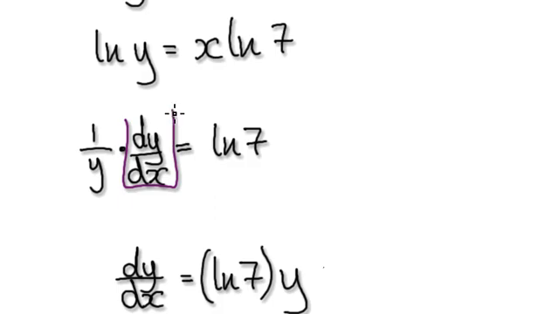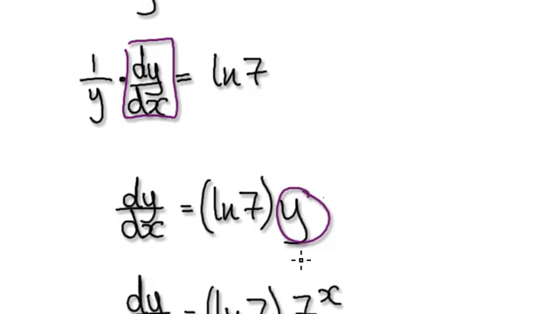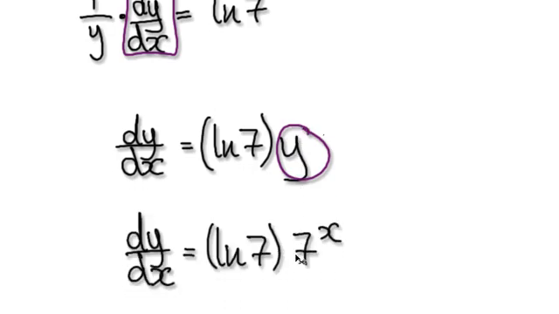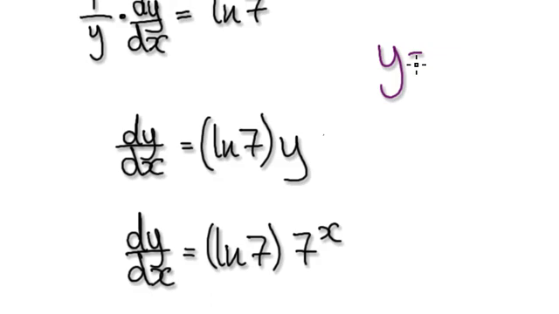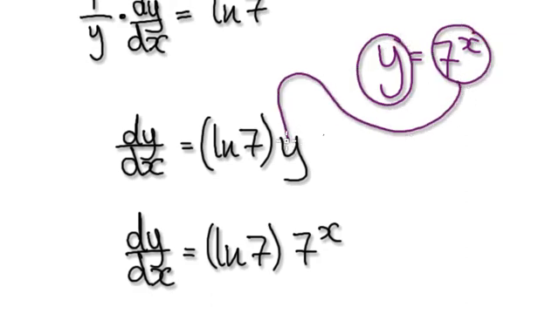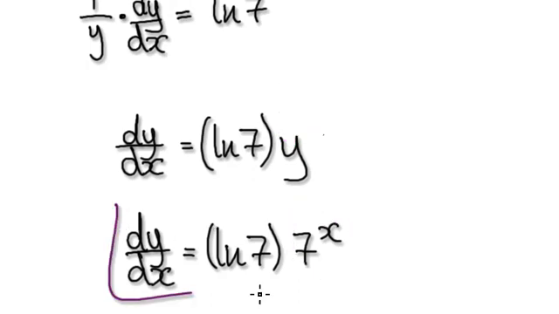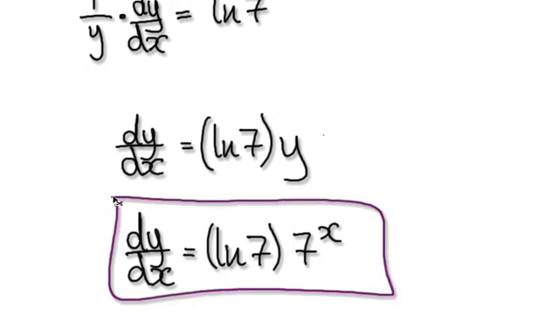So now to isolate the dy by dx, you would times both sides by y. So the y goes over here, and then remember, originally the question was differentiate y equals 7 to the power of x. So now that you know y is this, you can put this into the y here. So that will then give you this. Okay. So overall dy by dx is given by this. Okay. So next question here.